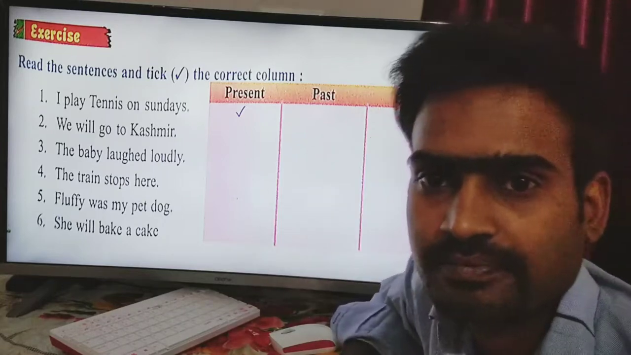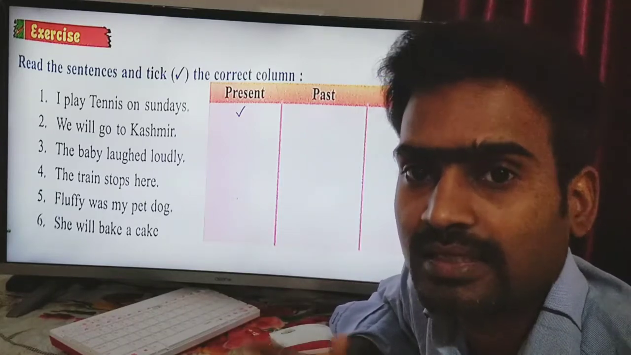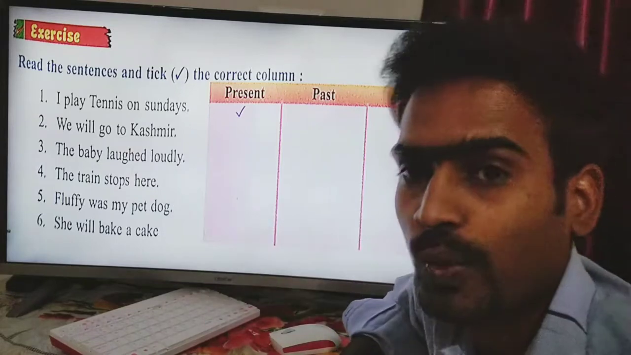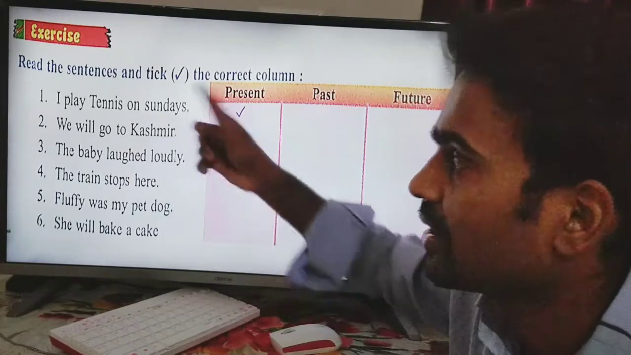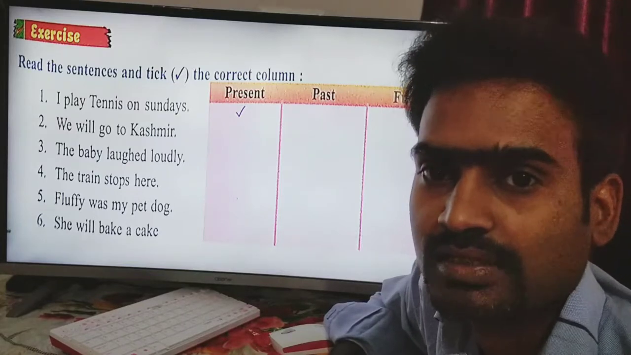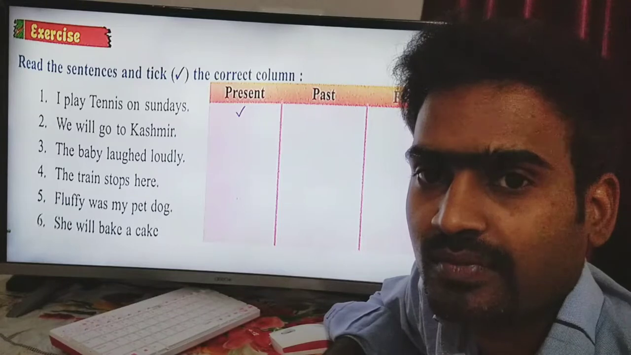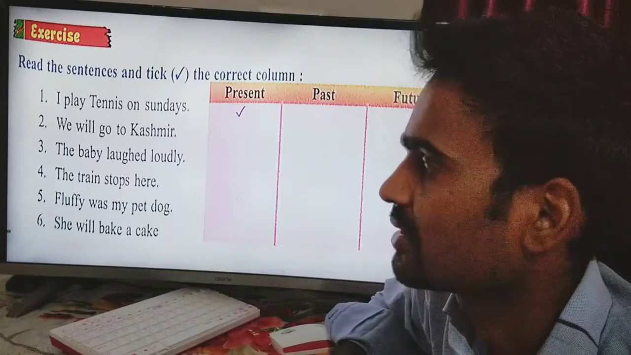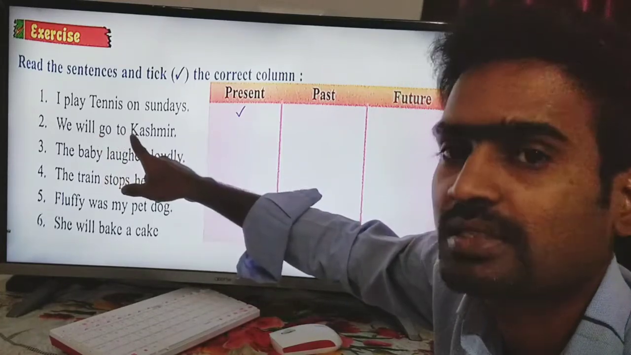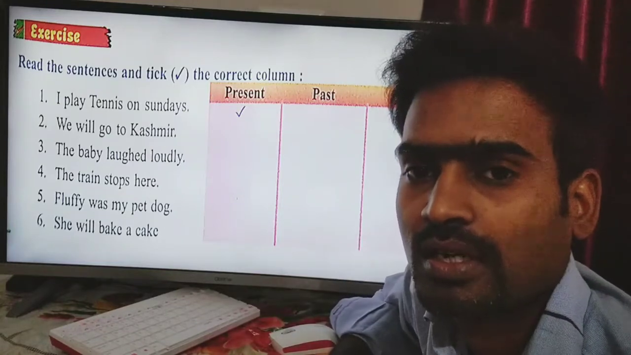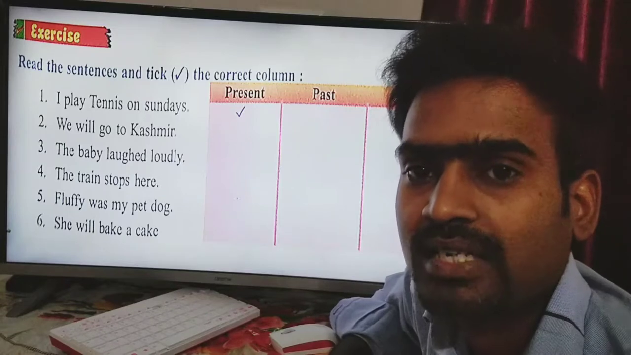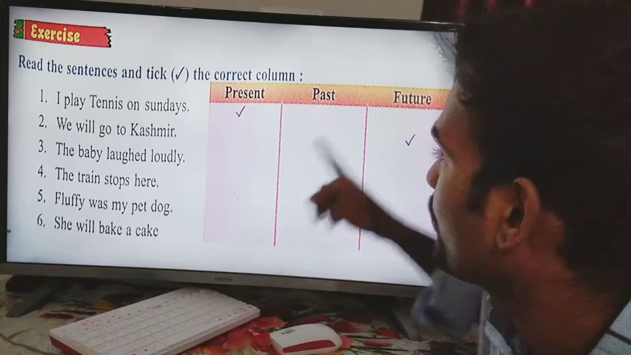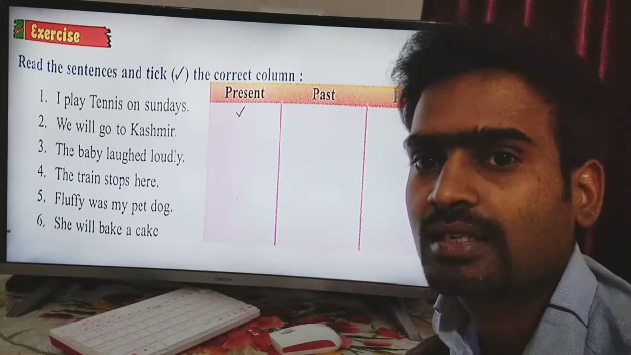Dear children, please understand. Don't simply learn anything. Please understand and learn so that you will not forget it, right? And the second one, we will go to Kashmir. Dear children, we have seen the rule for future tense. What are they? Will or shall. If will or shall comes, that is a future tense. See here, we will go to Kashmir, which means they are planning to go to Kashmir in the future times, not now. So it comes under future tense.